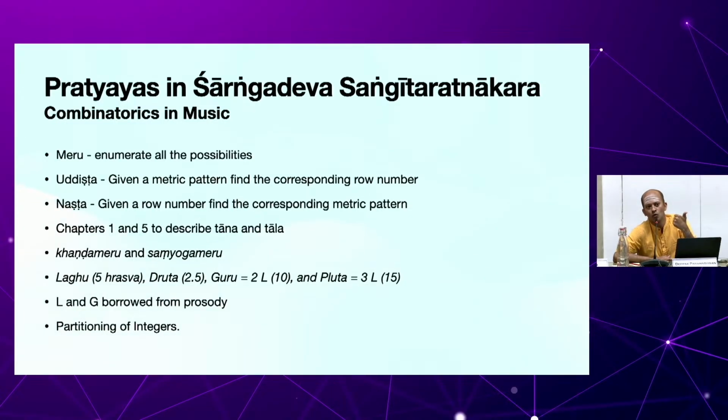One is the Meru, in which you enumerate all the possibilities. In the second step, there is the Uddishta, which is the other aspect of Prastara, where given a metric pattern, you find the corresponding row number. And the other one is the Nashta, where given a row number, you know what exactly the pattern is. Chapter 1 talks about Tana, and chapter 5 talks about the Tala Adhyaya.